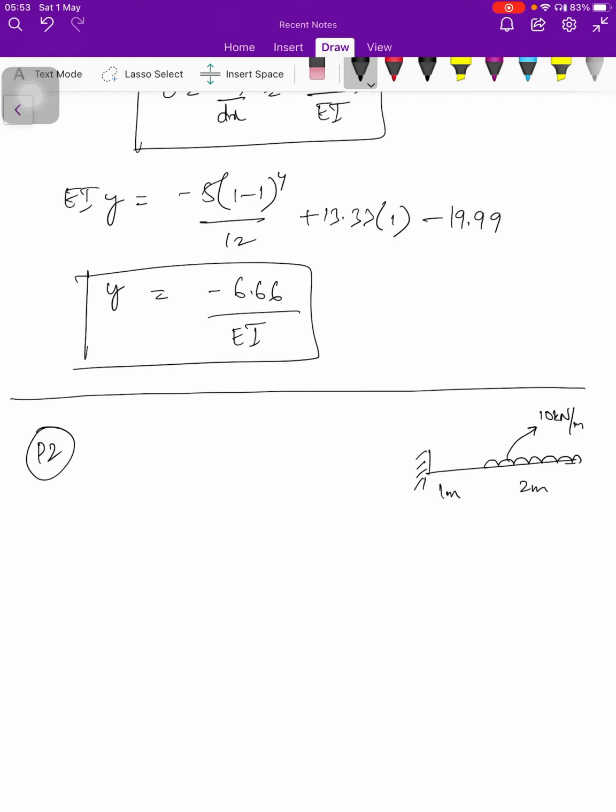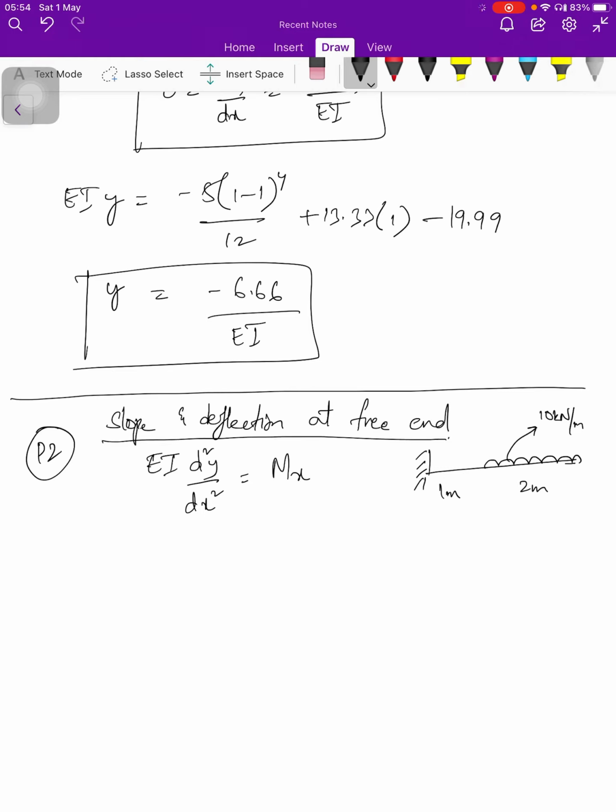Alright, so this problem is somewhat different from the previous problem. Again, you have the governing equation, which is EI d square y by dx square is equal to Mx. Again you are calculating the slope and deflection at the free end. This is the condition given. Now to solve this problem, see here what is to be done.